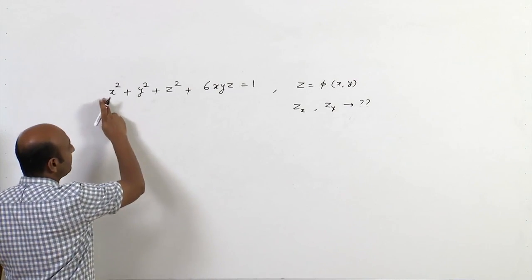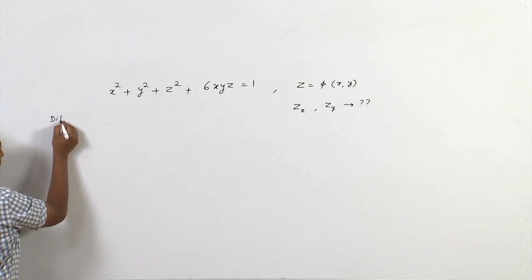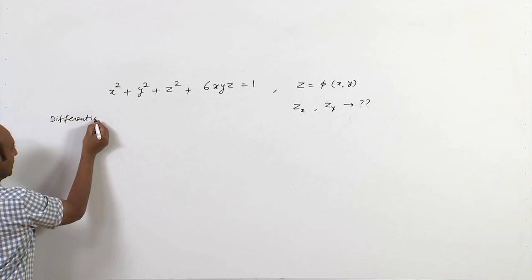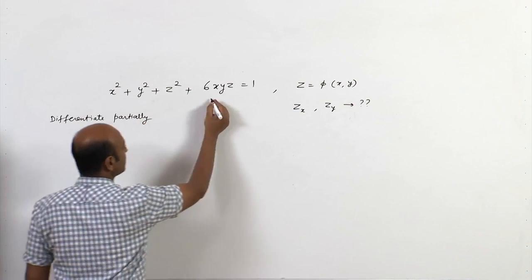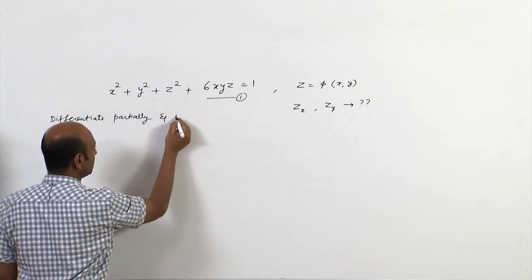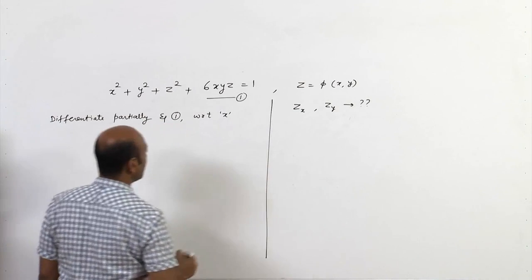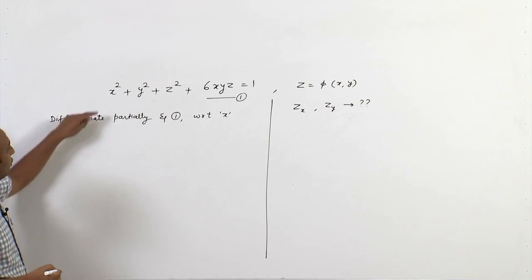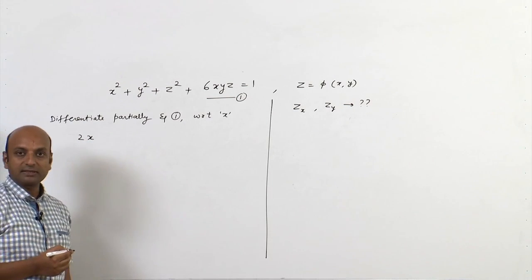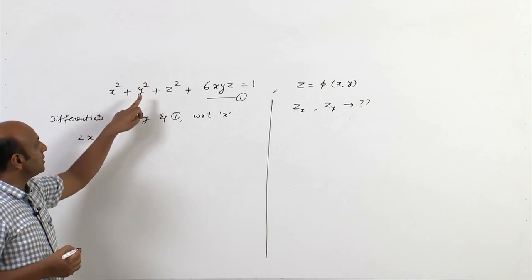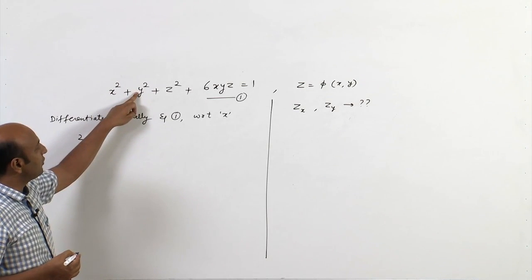Now, we simply differentiate partially, say this equation is equation 1, with respect to x. Okay. So, what will we obtain? You see, x square is 2x when you differentiate partially with respect to x. Y square, since x and y are independent, the partial derivative of y with respect to x will be 0.